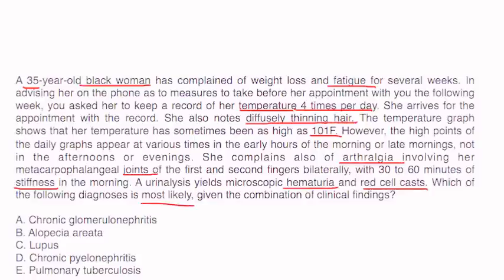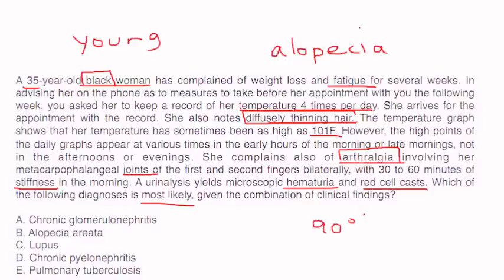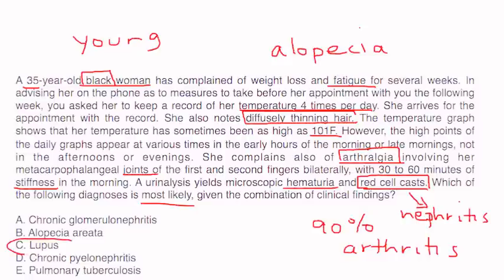Well, a lot of things going on here. She definitely is a young woman, and she has a demographic that is highly incident in lupus. She also describes the alopecia. And she also has this joint involvement. And remember, 90% of patients have arthritis and lupus. And then she's got red cell casts, which is very characteristic of nephritis. So lupus until proven otherwise.